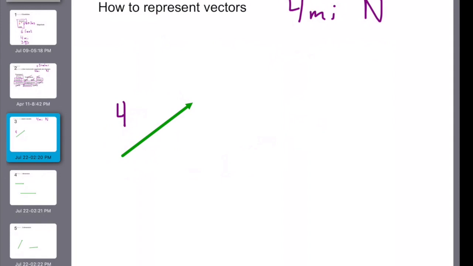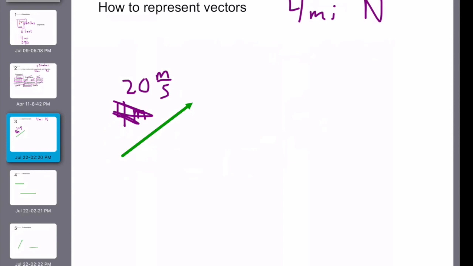Well, I'm going to start using meters because I don't use miles very much. 4 meters, that's a little more than 4 yards in that direction. So when we're talking about things, this could be a displacement of 4 meters. You can represent a velocity that way. I'm going 20 meters per second in that direction.